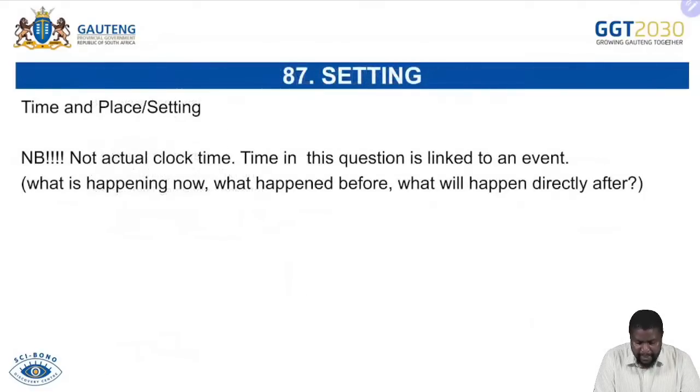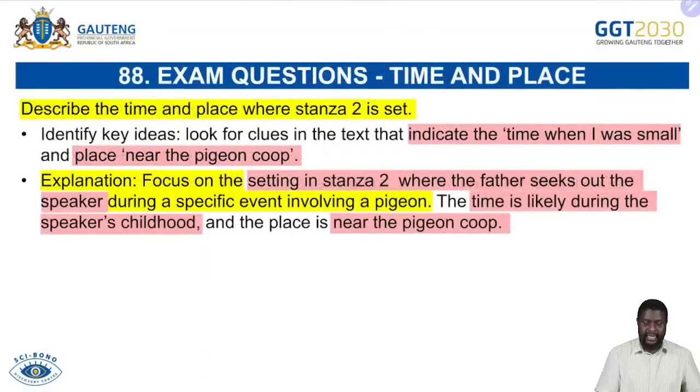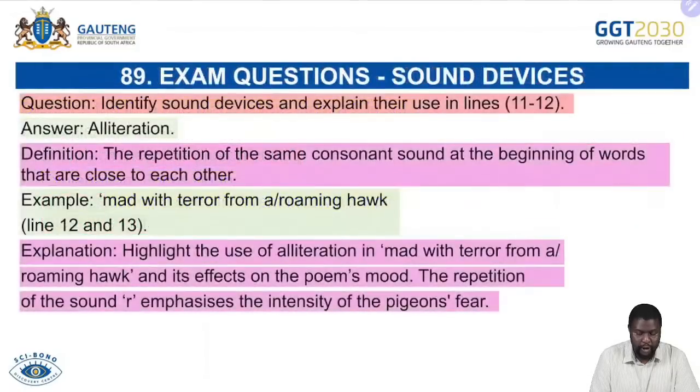Time and place. You will be asked a question on time in the poetry section, not the actual clock time, no morning, no afternoon. We want the event, what is happening in that line. Describe the time and place in stanza 2. Look for clues. Indicate the time, when I was small, the place, near the pigeon coop. You will find that it says my father, the setting where the father seeks out the speaker during a specific event involving pigeons. Again, time and place.